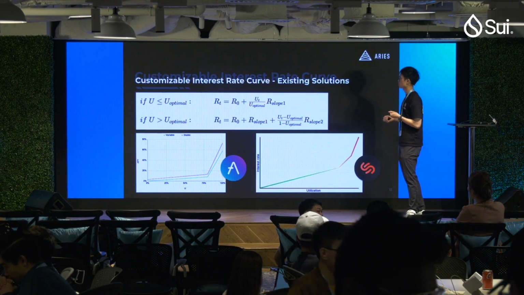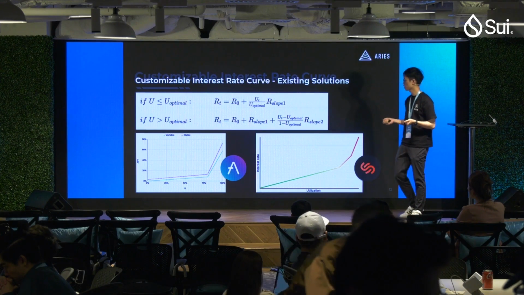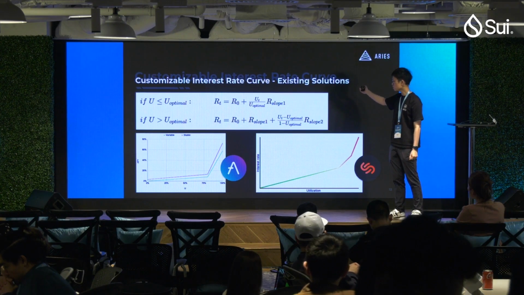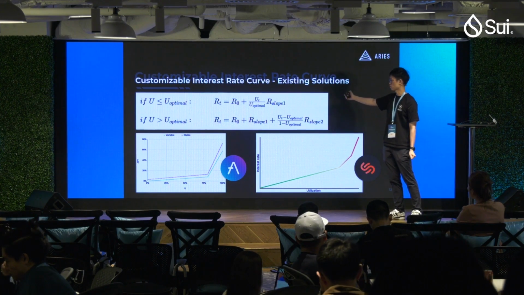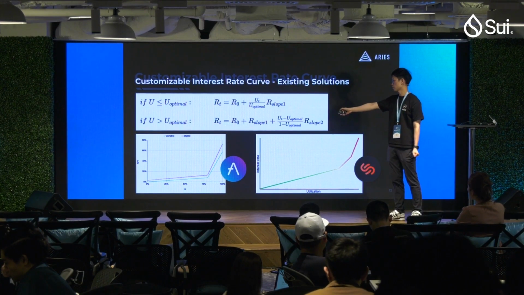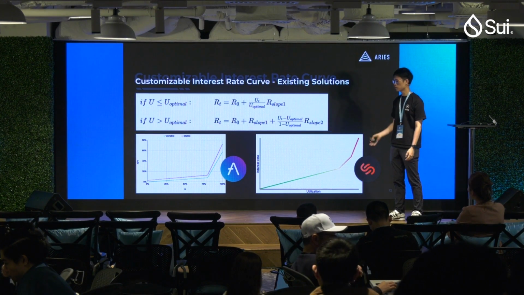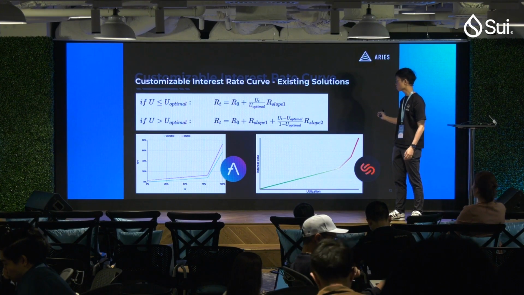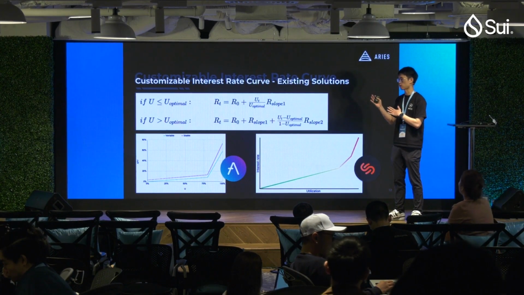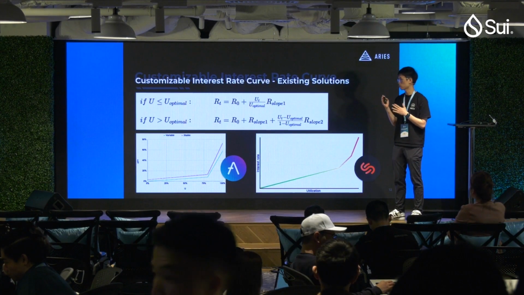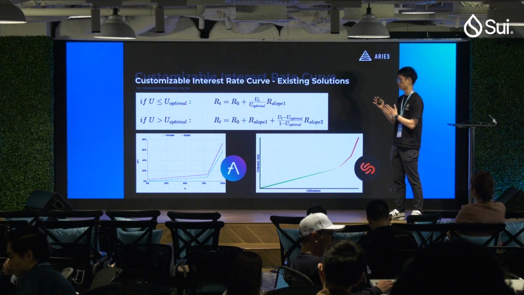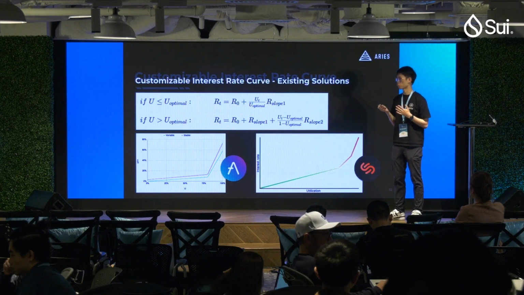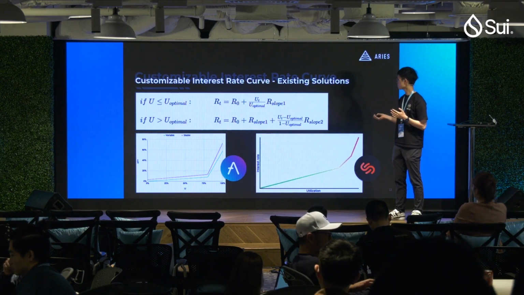Another thing that's worth mentioning is the customizable interest rate curve. So here's the definition of a traditional lending market interest rate curve. And if you graph it, Aave has a two-piece linear curve. And similarly, Solend has a three-piece linear curve. But what if we want a curvature that's defined by ourselves? It's very hard for existing lending protocols to define the curvature as they wish. But in our implementation, it's relatively straightforward thanks to Move. So how do we do it?